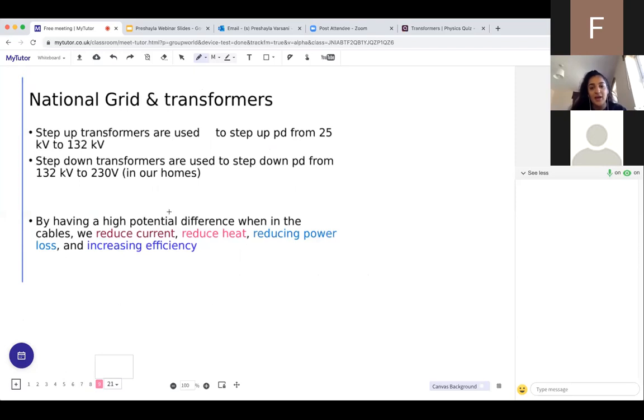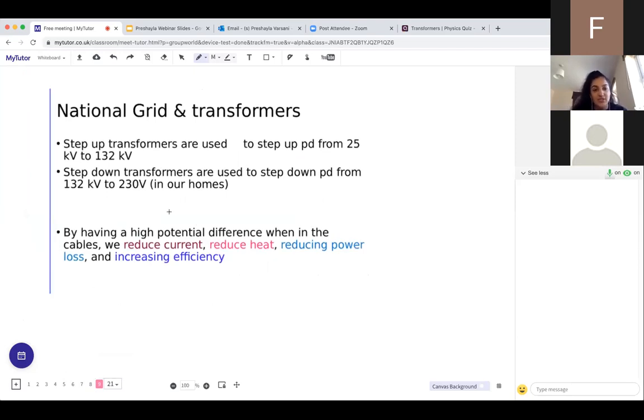So you might be thinking, okay, that's all great. We can decrease voltage, we can increase voltage, but where is this actually applicable in real life? Well, if you were there quite early on, we talked about the national grid. So when we did the energy topic, we talked about the national grid and how it transfers energy across the UK. Okay, so how are they used?